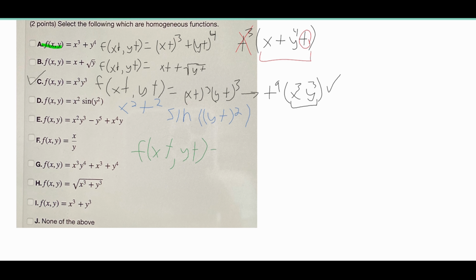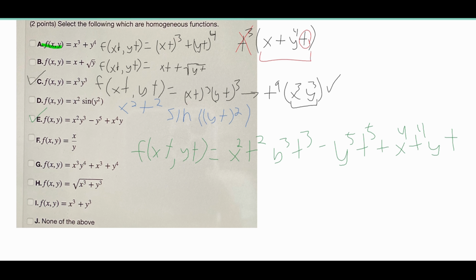We're going to do this in green, and if we plug in our t's here, we're going to see that we have an x squared times a t squared times our y cubed times a t cubed minus a y to the fifth times t to the fifth plus x to the fourth times t to the fourth times y times t. If we look at this closely, we're going to see that we have t to the fifth for all parts of our problem. So if we factor out this t to the fifth, we are going to be left with our original equation. That means that e is also a homogeneous function.